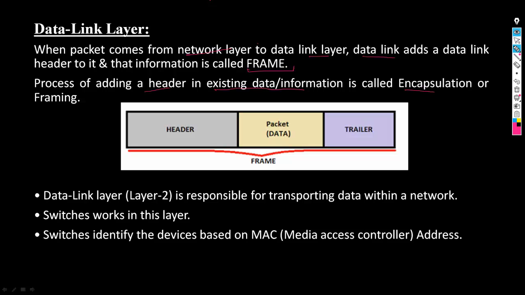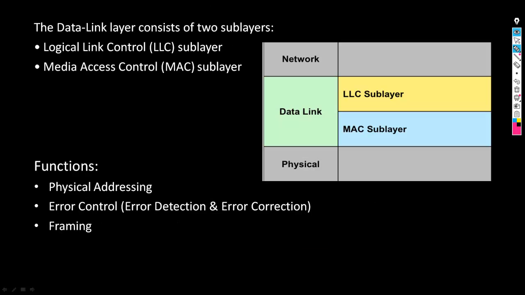So data link layer is responsible for transporting data within a network, and switches work in this layer. Switches identify the device based on MAC address. MAC address is media access control. So as we know that switches work on this layer, and switches are intelligent devices because they can identify the data based on MAC address. So we call switches layer 2 devices because they forward the traffic based on the MAC address.